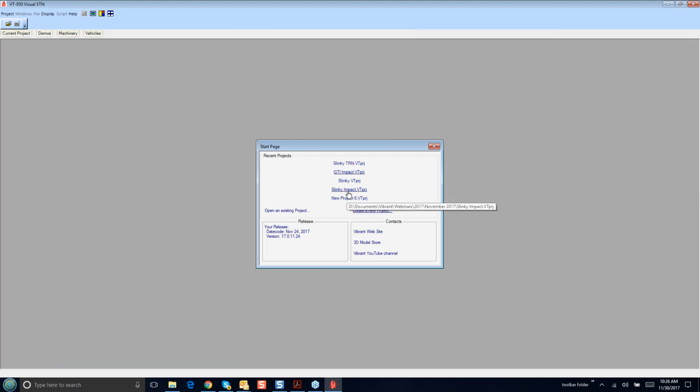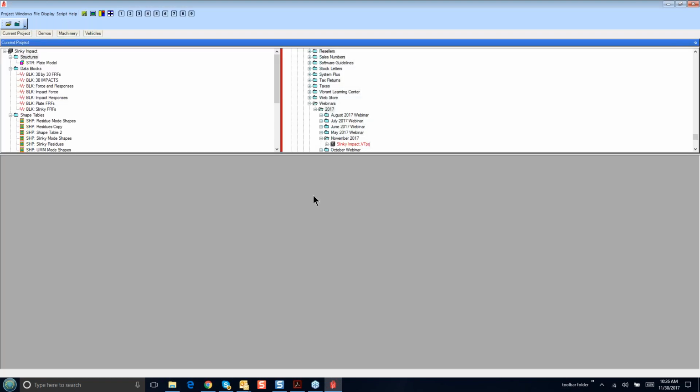So let's go back for a minute. I'll open up the Slinky Impact project. Again, this is a project with some hotkeys and some scripting in it, which will take us through a number of steps in MEscope, using MEscope commands. A script is simply a spreadsheet with some MEscope commands in it. And you can see I've got a whole bunch of hotkeys up here. We're going to use them all.